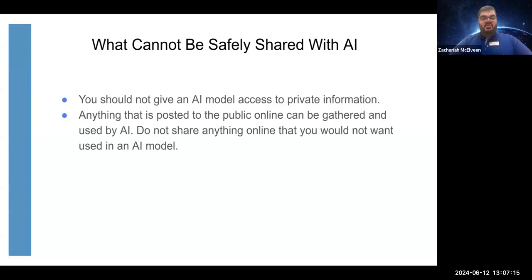Anything that is posted to the public online can be gathered and used by AI. So even if you're not sharing it with an AI, let's say you just post public information, that can be gathered and used for AI. So a good rule of thumb is don't share anything online that you don't want to be used in an AI model or given to other organizations.